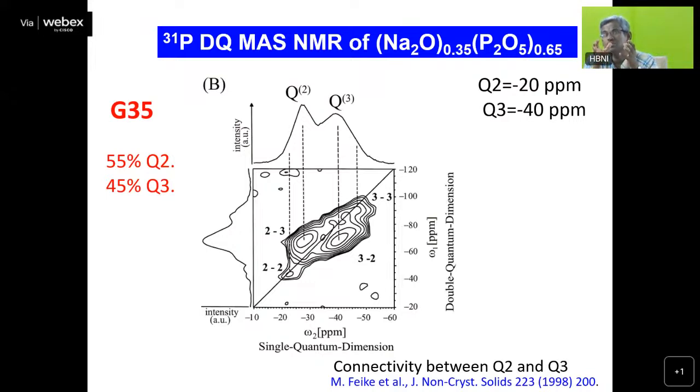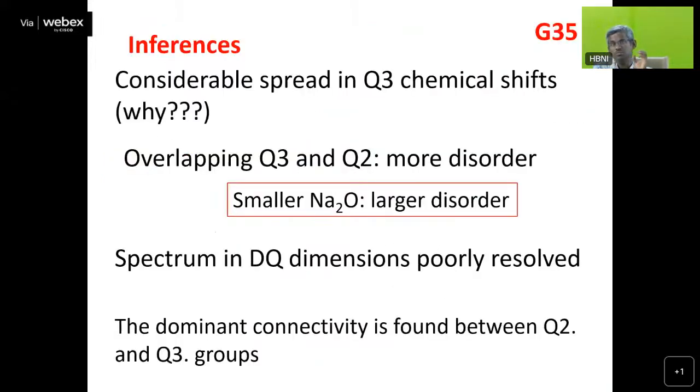It's a rigid system. Whenever we have a rigid system, and in glasses what happens, we have a distribution in bond angles and bond length, and free rotation is not allowed. Normally the line gets broadened. Whereas Q2, you see, the line is relatively less broad, you can see here. So Q2 is less rigid compared to Q3. That is an important aspect which I thought I would mention to you.